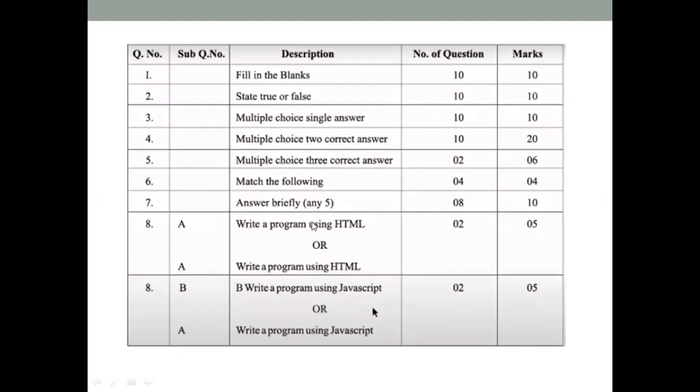Now, write a program. The A part will consist of HTML for science students, and the B part will consist of JavaScript. In this A part there will be 2 questions, out of which you have to attend 1 question. Similarly, in the B part there will also be 2 questions, out of which you have to attend 1. This is the criteria they have set.